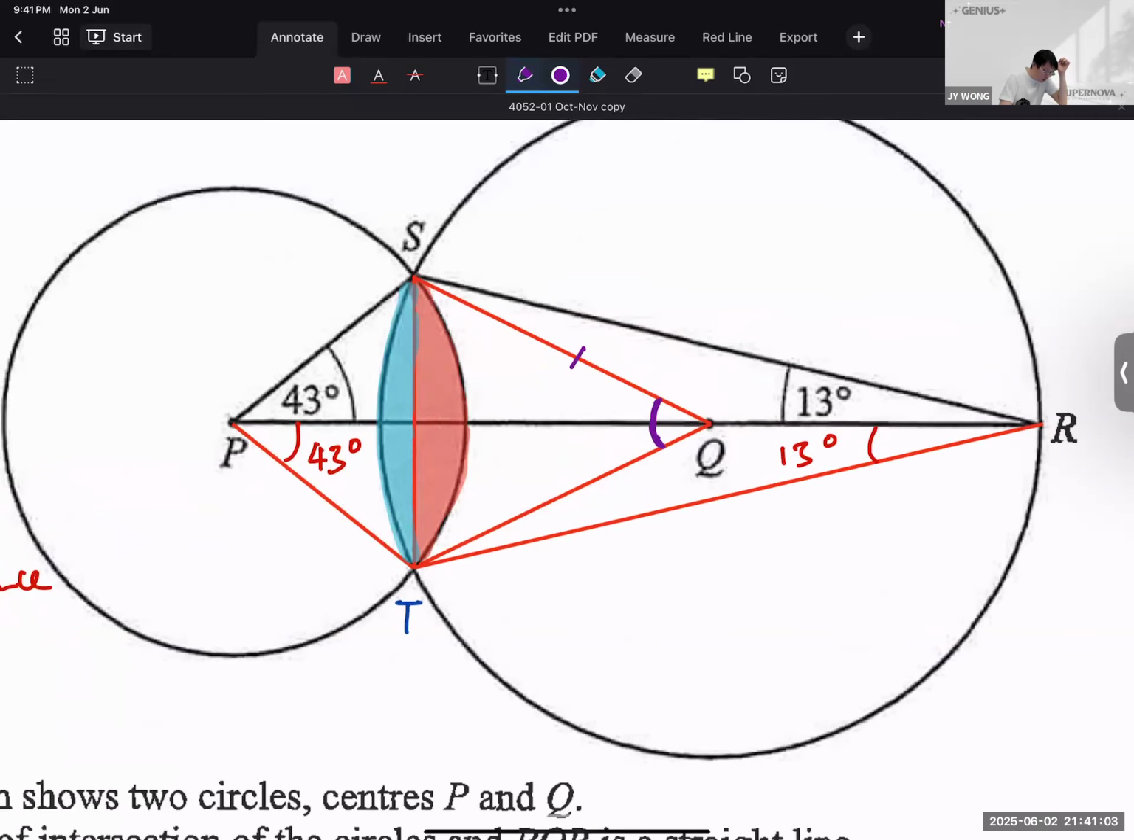Because I know that this is the radius, and therefore this is an isosceles triangle. And therefore, I would know that this angle is also 13 degrees. Then do I need cosine rule? I don't even need cosine rule. Then scratch that. So I can now find angle QR. Agree?